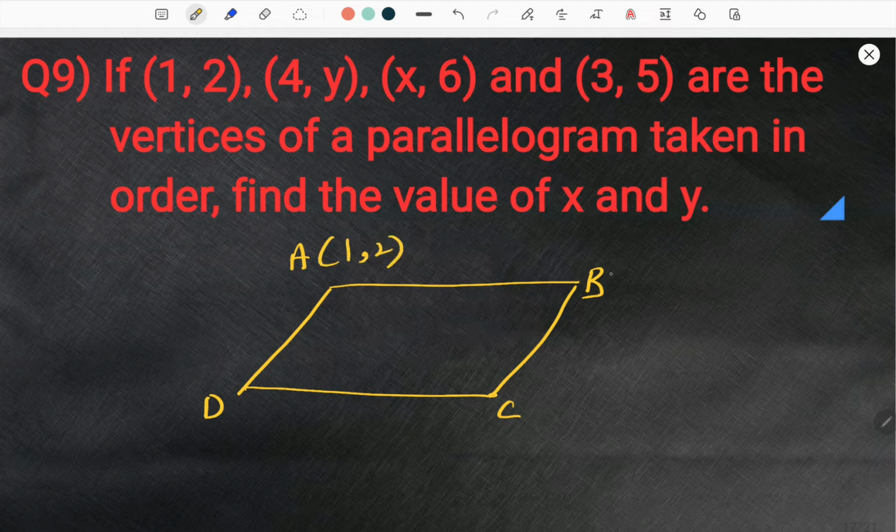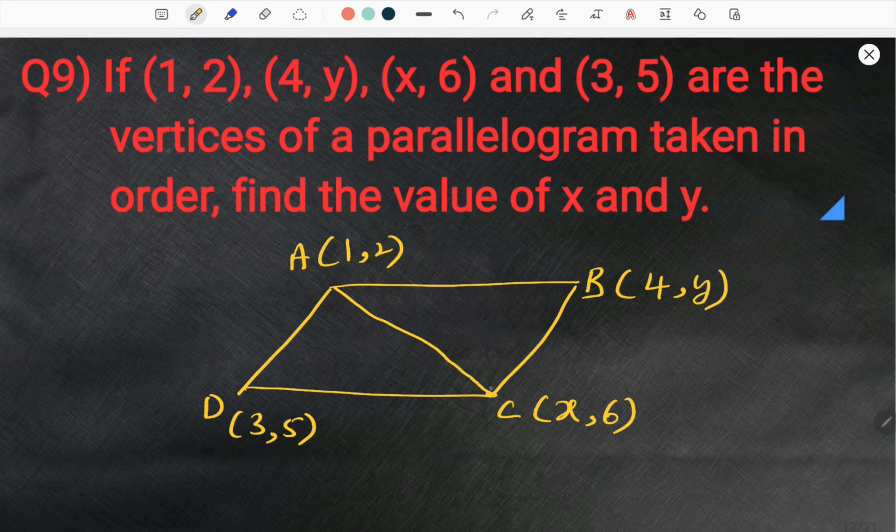1 comma 2. What are the coordinates of B? That is 4 comma y. C is x comma 6. Alright, and D is 3 comma 5. Now 3 comma 5, right? Alright, now the diagonals, this AC and this BD will be intersecting.